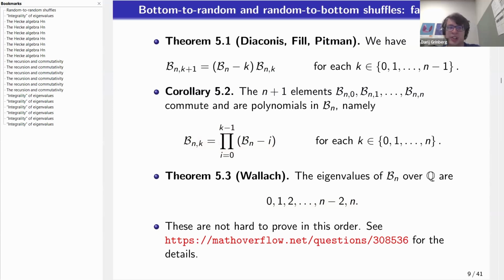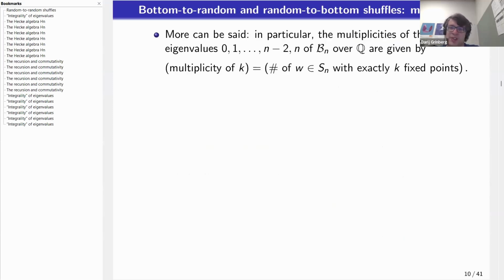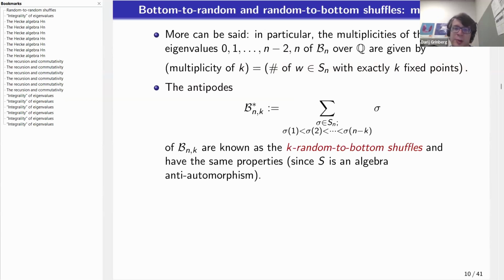So there are many proofs of this by now. I've written one on MathOverflow. There are many in the literature. And you can, in fact, compute even the multiplicities of the eigenvalues. The eigenvalue k appears as often as there are permutations with k fixed points, which is, by the way, why n minus 1 doesn't appear, because a permutation with n minus 1 fixed points would actually have n fixed points. So think of it as multiplicity 0.